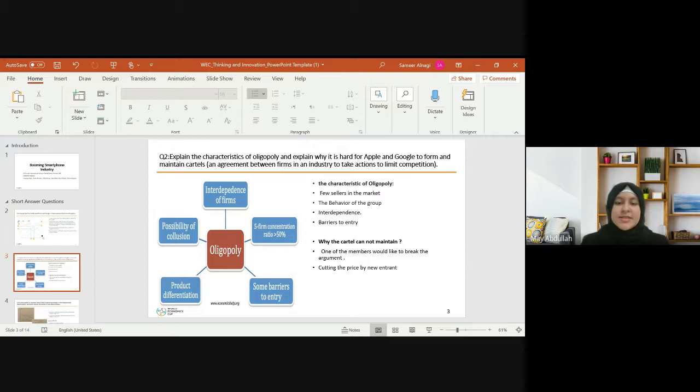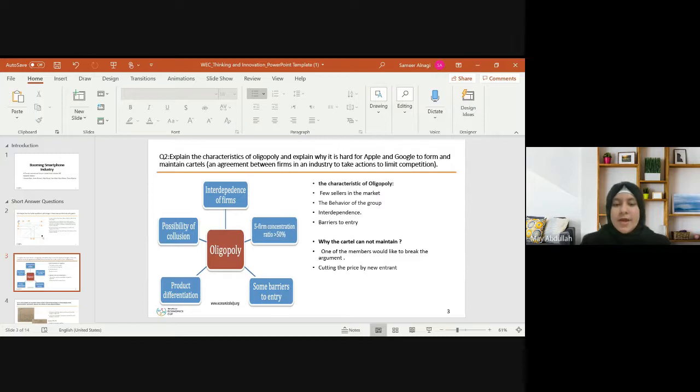And the third one is interdependence, which is when one oligopoly decides to change the price or the marketing structures and how it affects the other oligopolies. And the last one is barriers to entry. It takes considerable know-how and capital to compete in the industry.